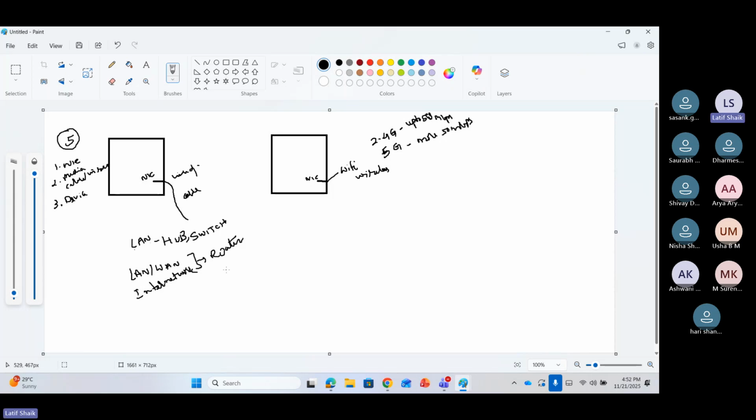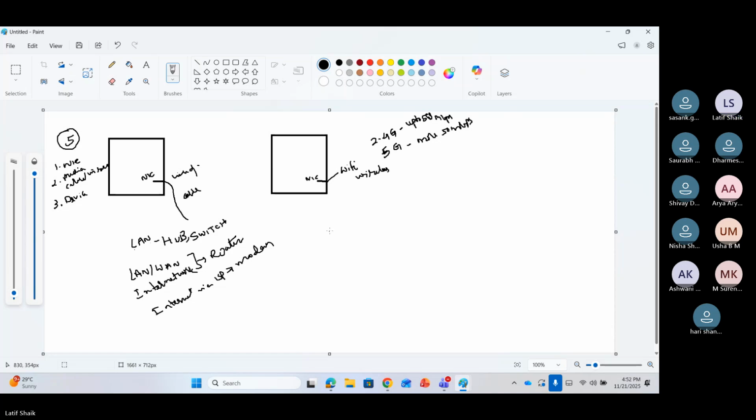A router is required. I want to connect to the internet, I want to connect to the internet via an ISP. So what is the device you require? Modem. Okay. So this is not just an introduction, it's also covering other things.